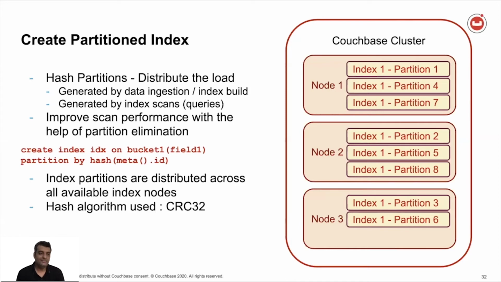On the screen, you can see a create index command, which creates a partition index where a PARTITION BY clause is used. As the indexes are hash partitioned, it takes a hash function, and the parameter passed to the hash function is meta ID, which is the document ID. And the hash algorithm used is CRC32.